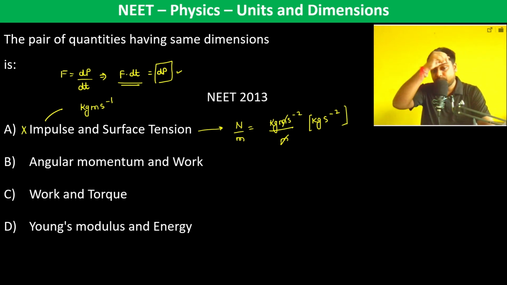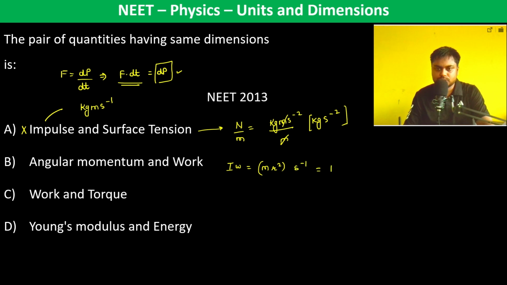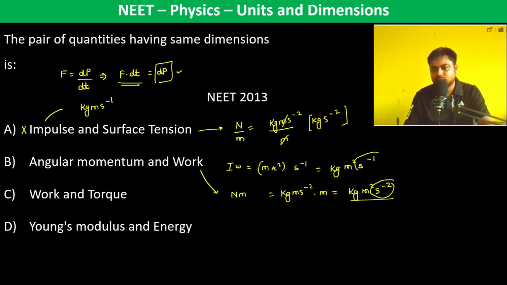Then angular momentum and work. So angular momentum is I omega. So this is m r square into omega, which is radian per second. Radian doesn't have any dimension, so we are not writing it. So this is kg meter square per second. Work is Newton meter. So therefore kg m s minus 2 into m, which is kg m square s minus 2. The seconds are not matching, so therefore this is also not an option.